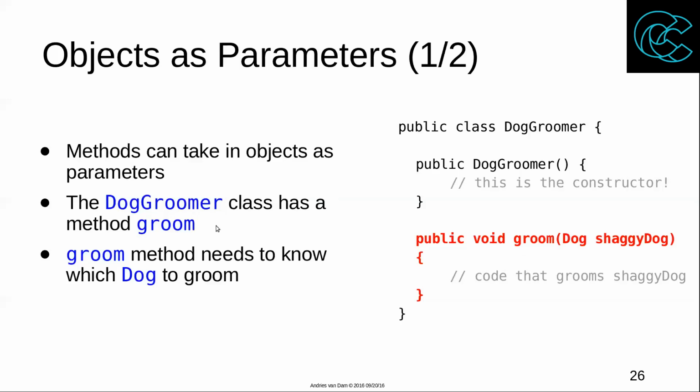So the dog groomer class now has a groom method. It has a constructor, which is the default constructor with no arguments, and then it has the groom method, which needs the details of the dog which needs to be groomed, right? So that's why it takes the instance of the dog as a parameter. So yeah, it's the type and it's the name, which is the same as other methods. For example, you have int read ID. In the same way you have dog, which is the type, followed by the name of the variable, which is shaggy dog.